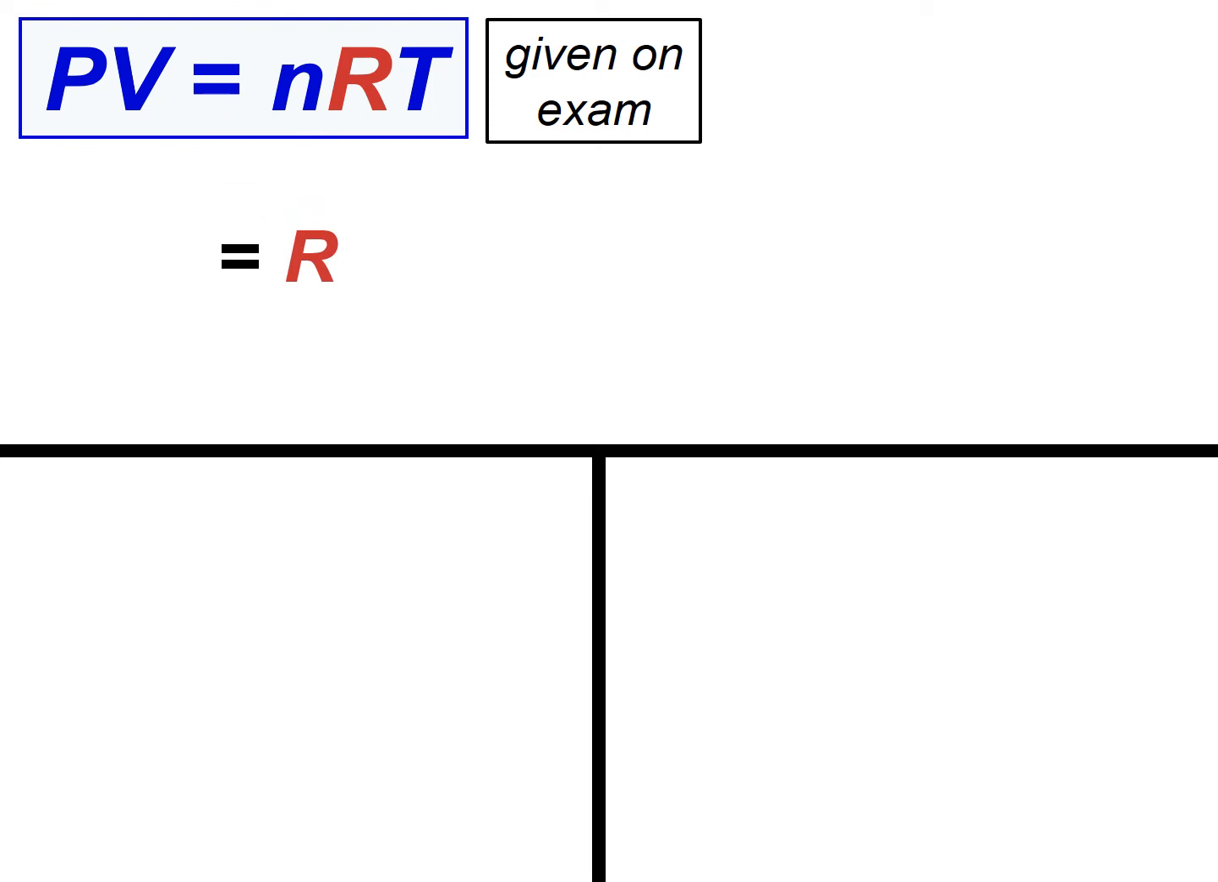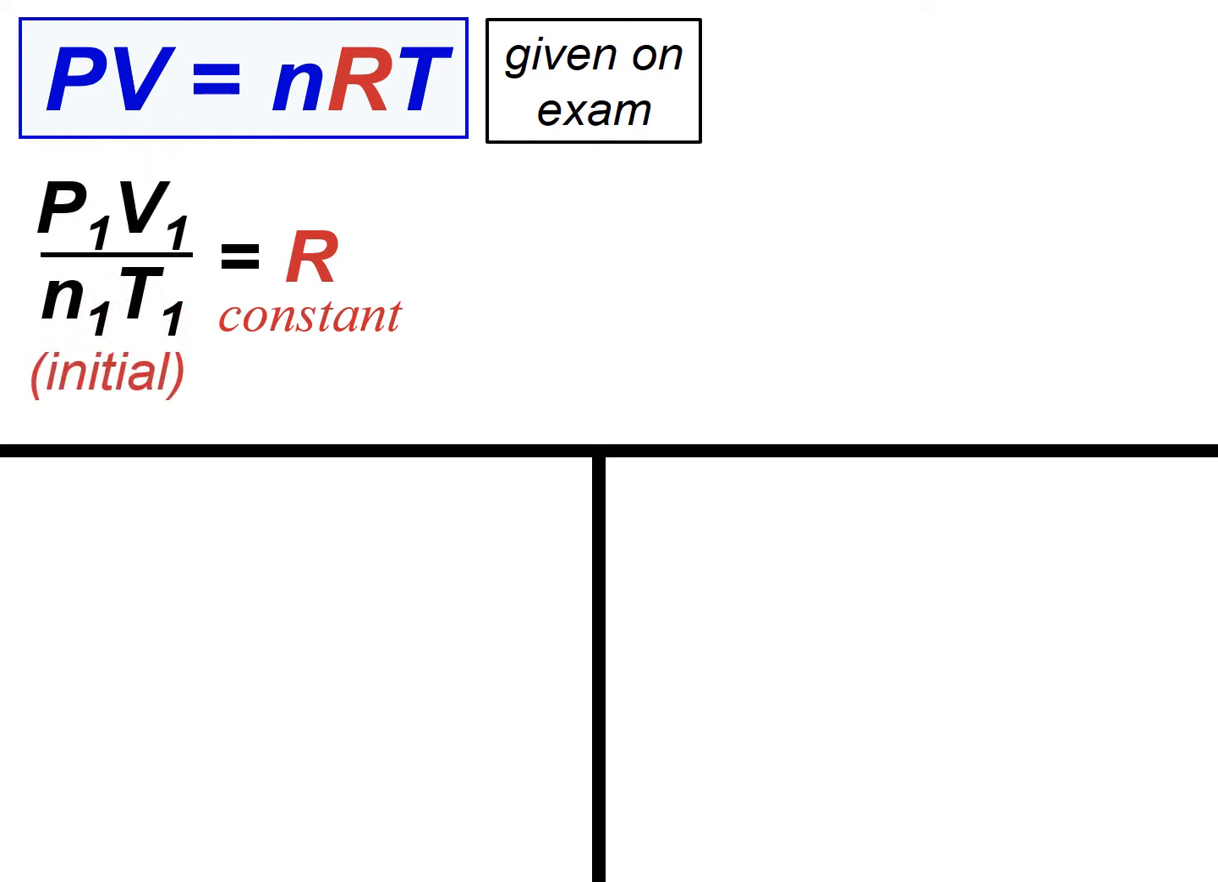So PV equals nRT is given on an exam. The ideal gas constant is given on an exam. R, the constant, is important to note. Pressure times volume over number of moles times temperature, initial.